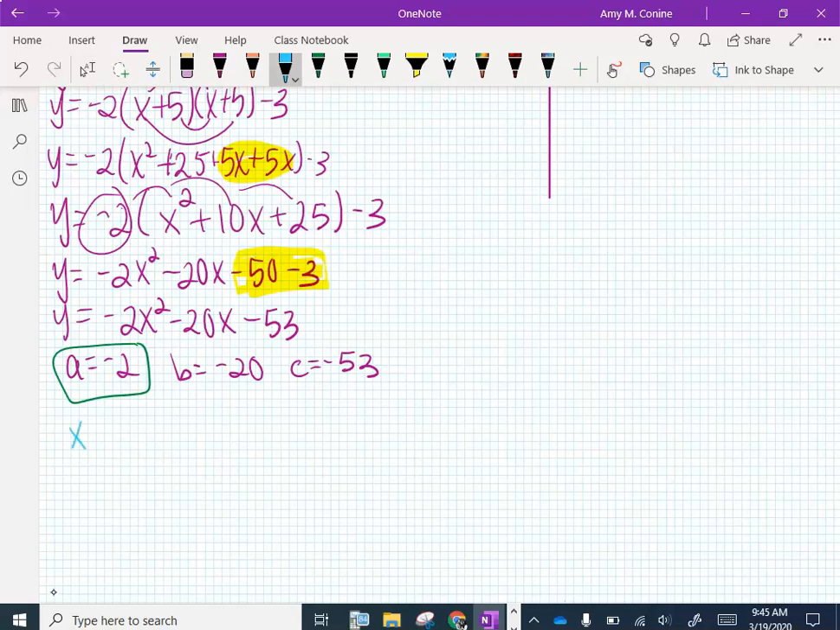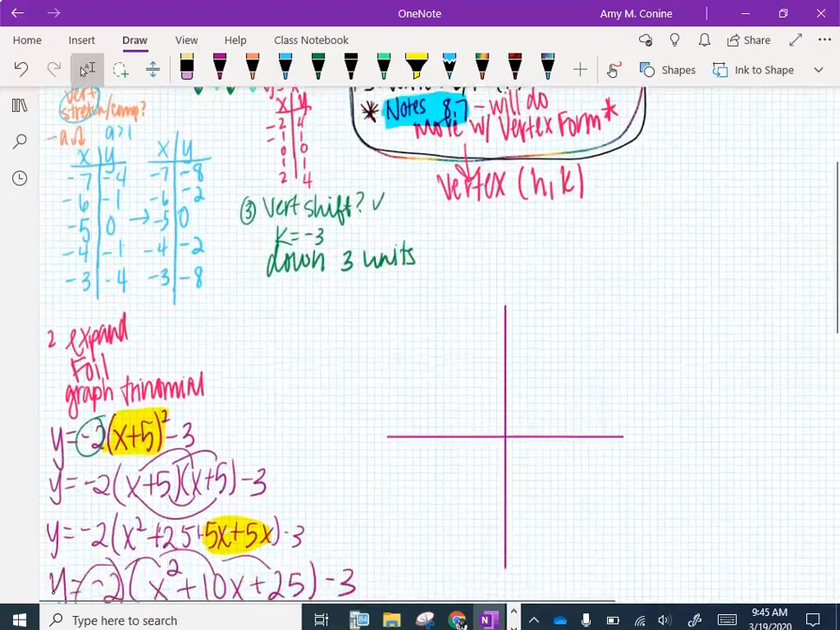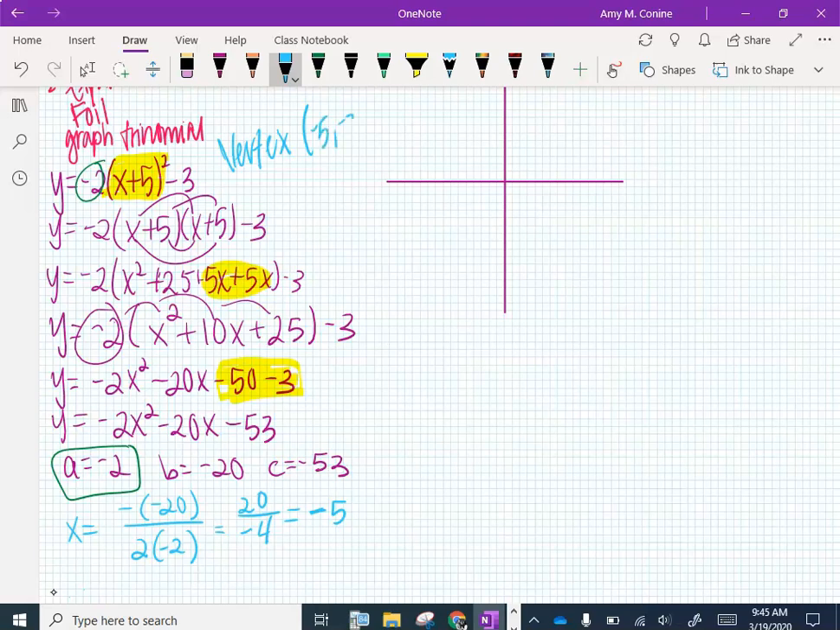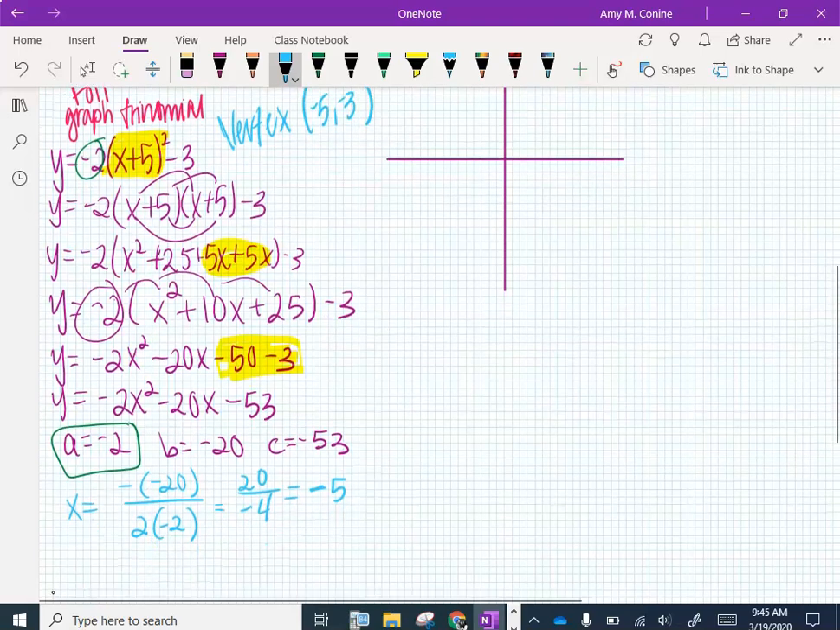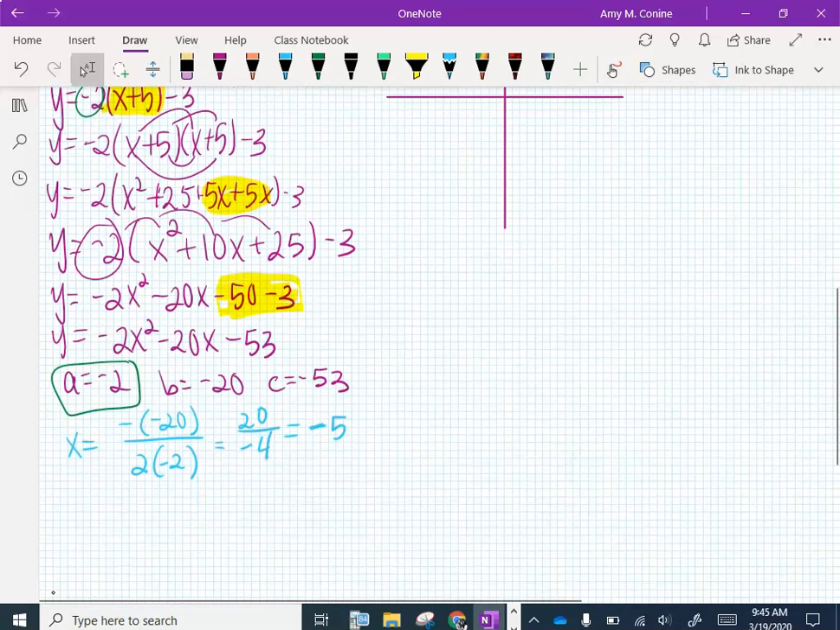So when we started, we found our AOS, which is opposite b over 2a. Okay, so opposite b is 20. 2 times a is negative 4, so we get an x of negative 5. All right, so our goal is to have a vertex of negative 5, negative 3. That's our goal. And I'll write that up here. Our vertex is negative 5, negative 3. So even if we do it this way, all the algebra, we should still have the same exact graph, same exact vertex. Everything should be the same.